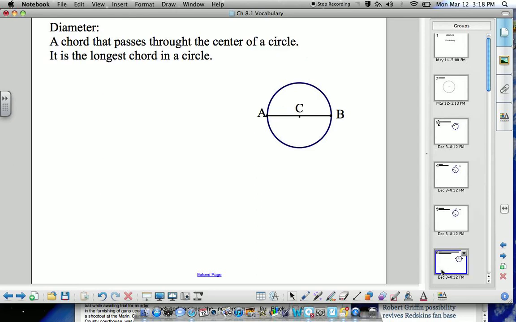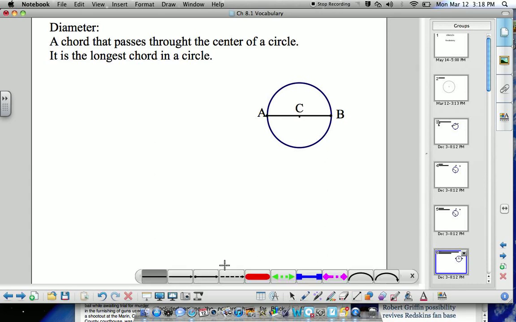The diameter. The diameter of a circle is simply a chord that passes through the center of a circle. It's the longest chord in a circle. It's really important to note here that there is not just one diameter. There can be multiple diameters that pass through the center of a circle.